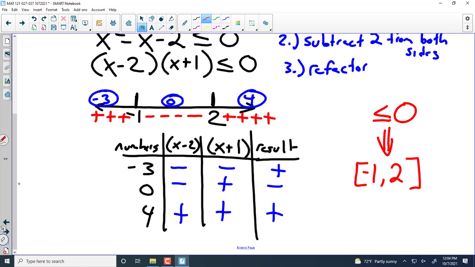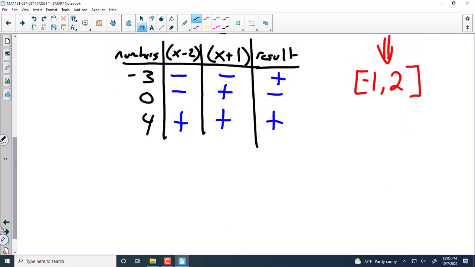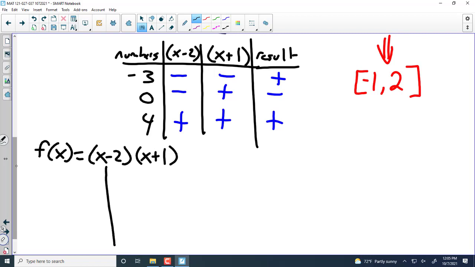Could someone have also done this problem if they were feeling particularly sassy with their math? Could someone have also done this problem just by graphing the function x minus 2, x plus 1? Just by going like this. Got an intercept here, an intercept here. End behavior is up on both sides. So it looks like that. So I'm looking for this part in here where it's below. Would that have been a valid way to solve the problem? Yeah, it's the exact same thing. It's just another way of looking at it.